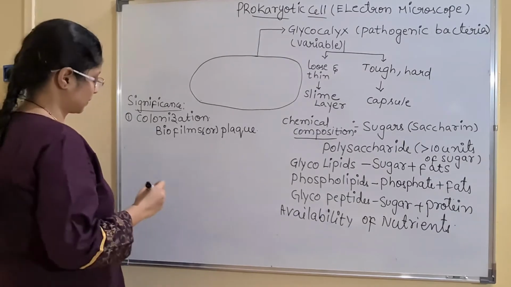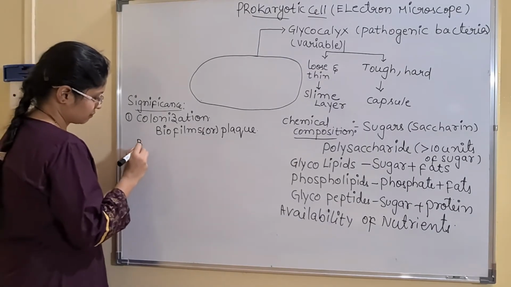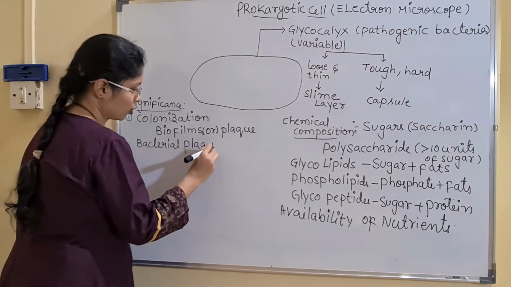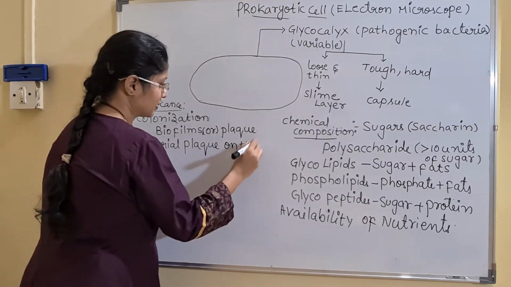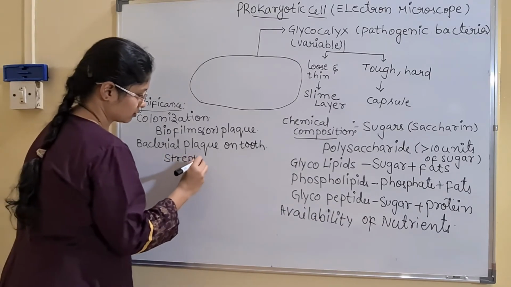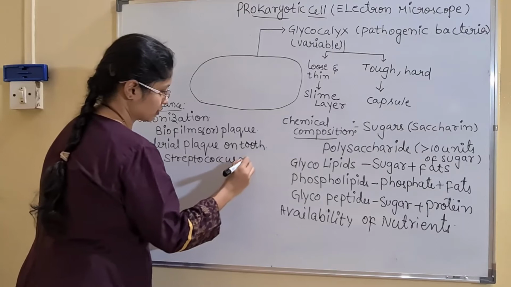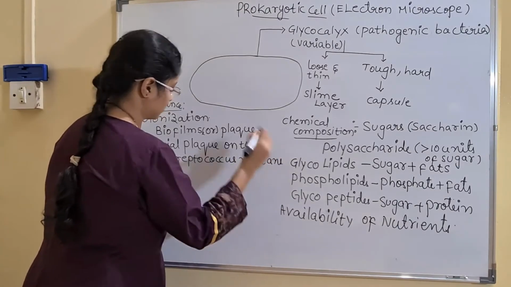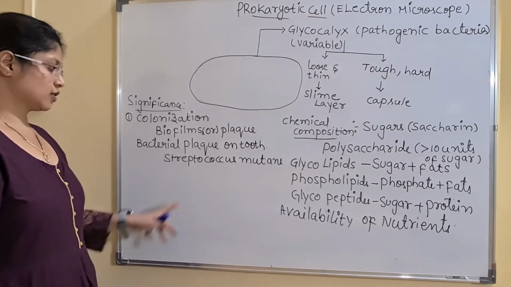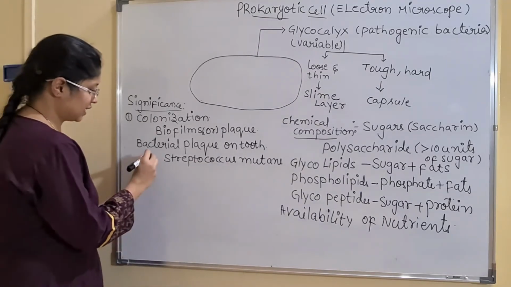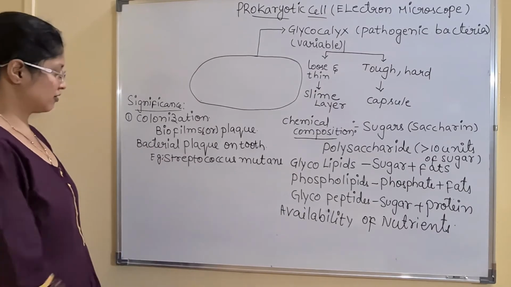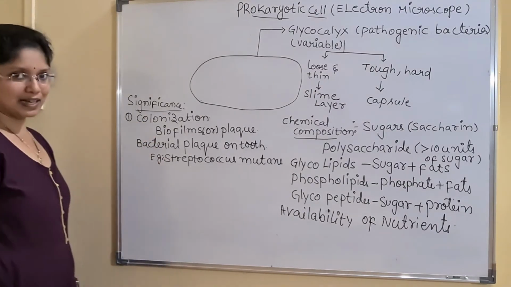For example, the bacterial plaque on tooth. It is caused by Streptococcus mutans. Okay. So bacterial plaque on tooth is caused by, in the example I have given, the bacteria Streptococcus mutans. This is one of the examples. So the first important significance: they help in colonization.